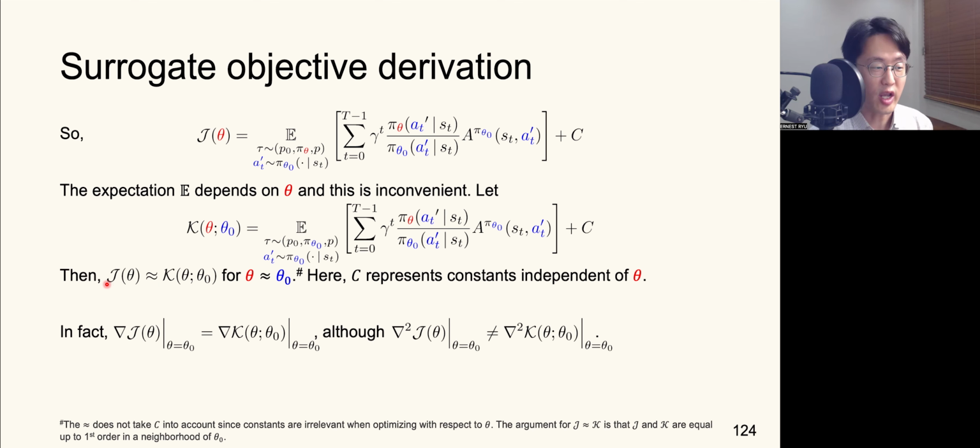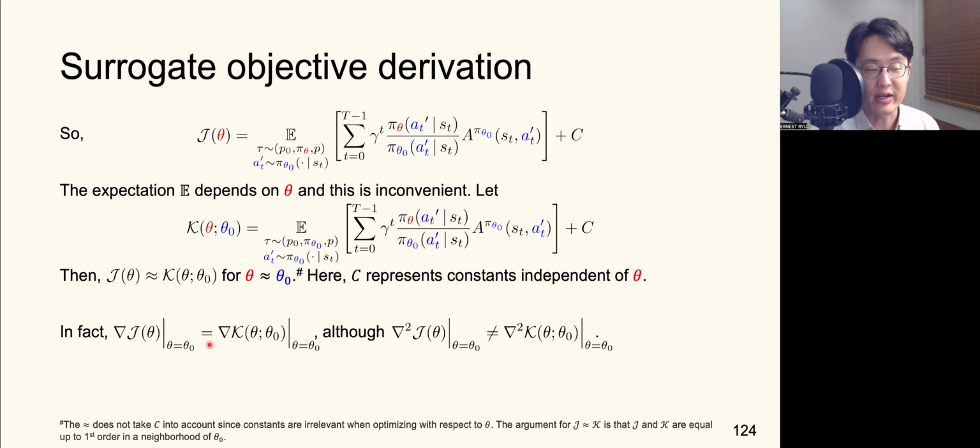Now, K and J agree up to first order. So the gradients of J and K are equal. But if we want K to be a good surrogate of J, in a way that allows us to extract more information than just the mere gradients, then one might argue that we need something beyond just first order agreement. So we might want the surrogate objective function K to agree with J up to the higher order derivatives, something like that.